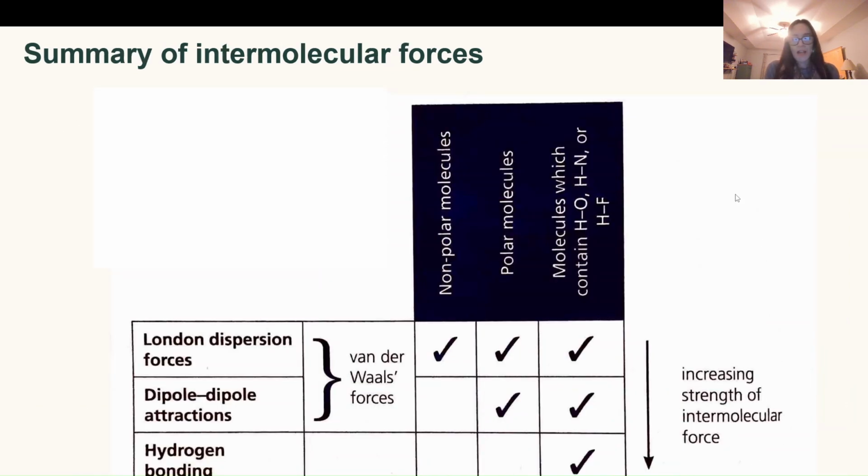So here's a summary of the intermolecular forces. Remember, London dispersion and dipole-dipole are types of van der Waals forces. It tells you nonpolar molecules are involved in London dispersion. Polar molecules can have London dispersion and dipole-dipole. And if those polar molecules have nitrogen, oxygen, or fluorine, they can have all three.